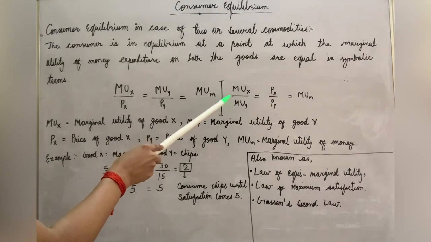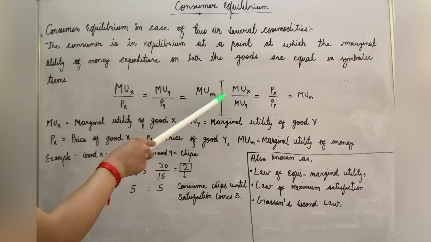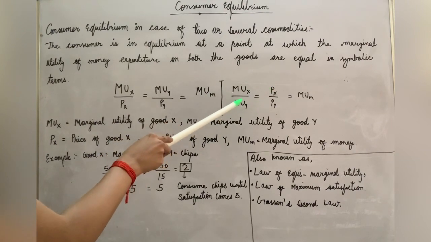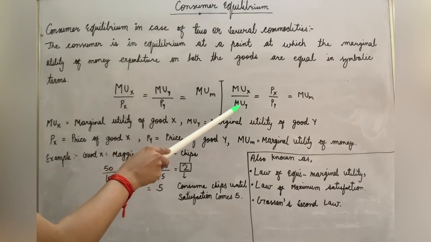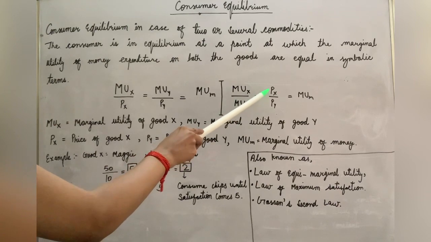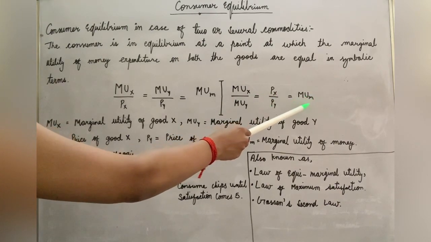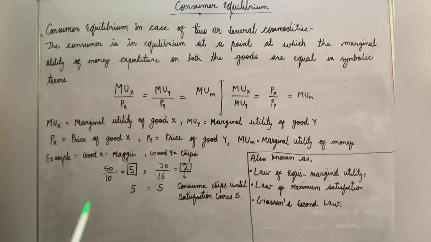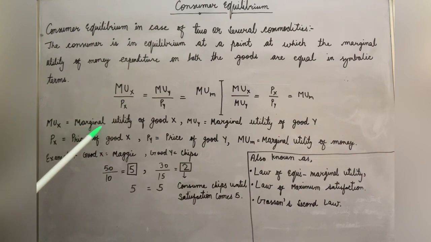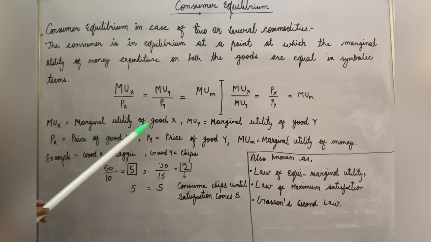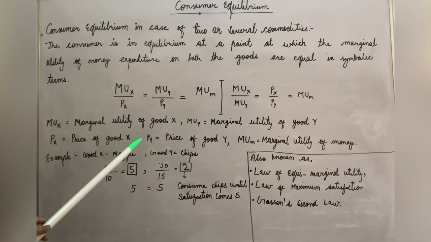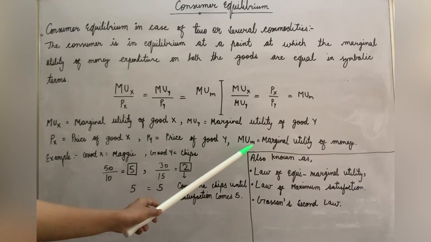Or we can write it by cross multiplication: MUX upon MUY is equal to price of good X upon price of good Y, which is equal to MUM, marginal utility of money. So here is the full form of MUX, MUY, PX, PY and MUM.